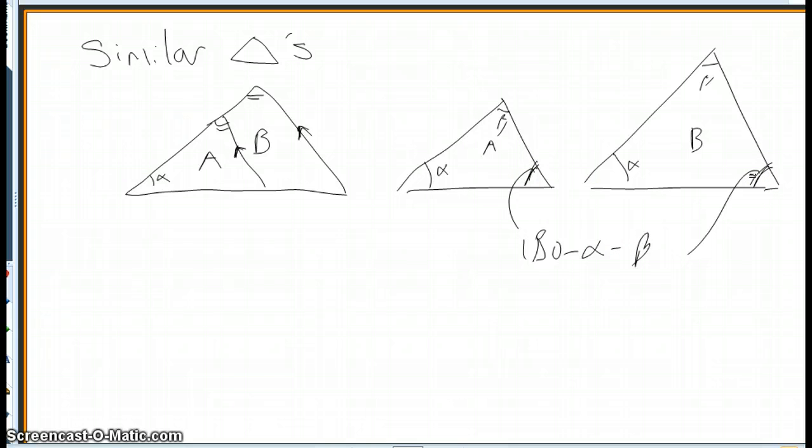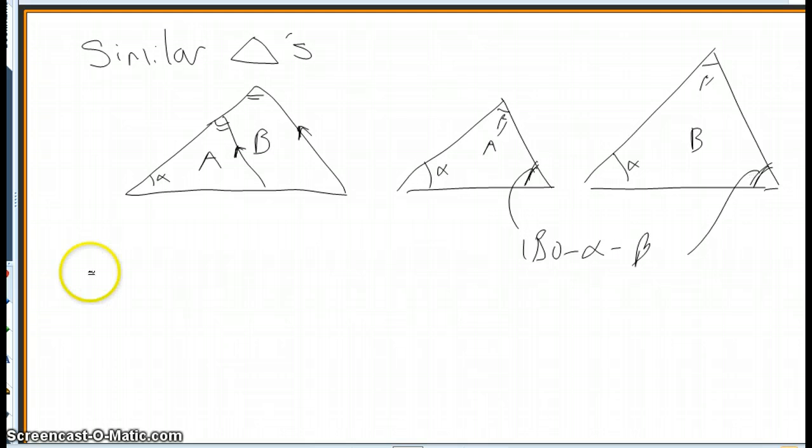So you say, what's your point? I just want to define what similar triangle means. Similar triangle means that you've got two triangles, but all three angles inside are identical. The triangles can be different sizes, but the angles inside the triangles have to be identical. Then you've got a pair of similar triangles.